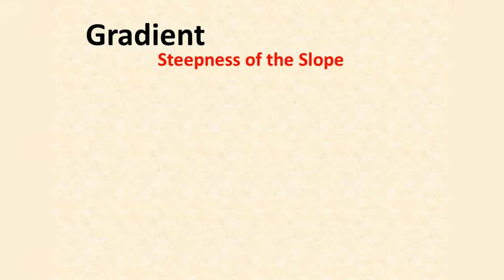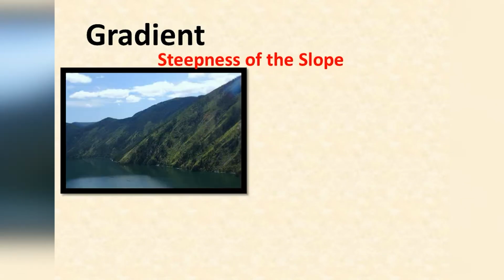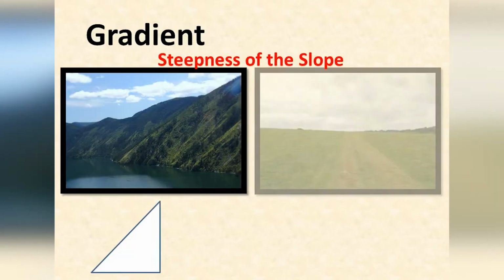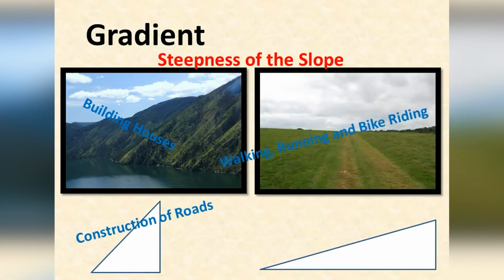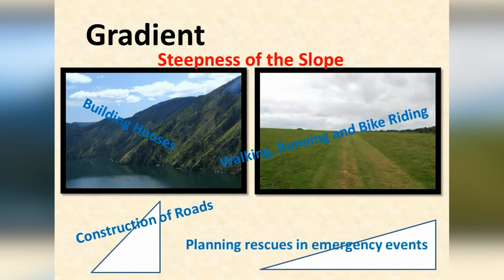This tutorial is all about gradient. Gradient is about determining the steepness of the slope. Some slopes are particularly steep, while other slopes are much more gentle. This can be relevant to us for a whole number of reasons. It can help us determine where we want to build houses, where we should construct roads, and where bike tracks should be or where we should run or walk. It can also be useful for planning rescues during emergency events.